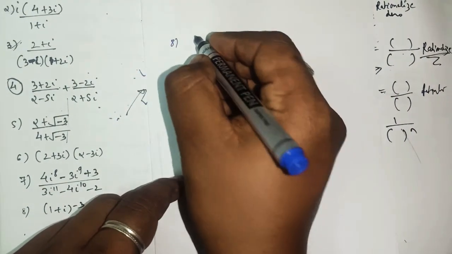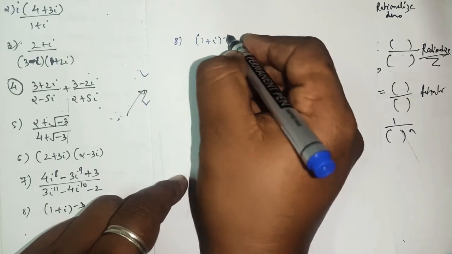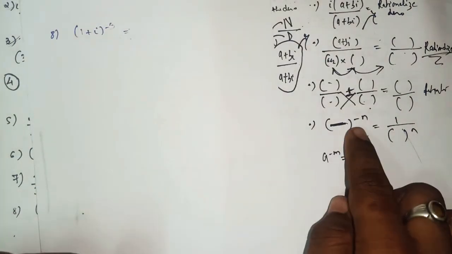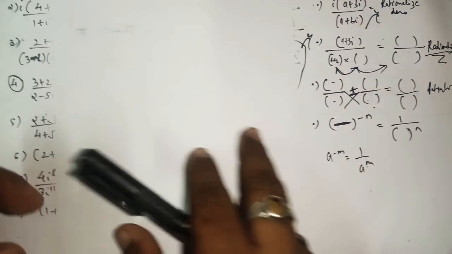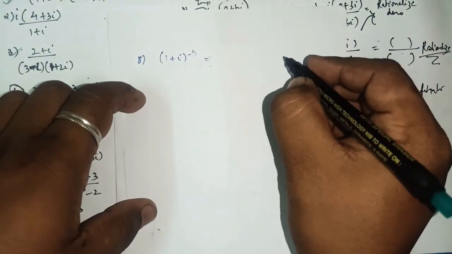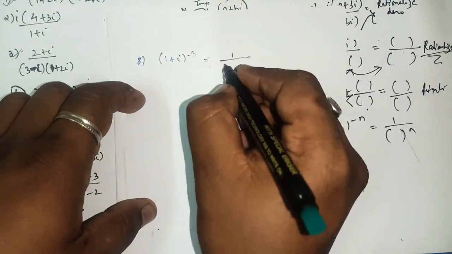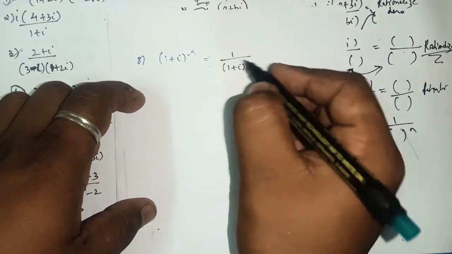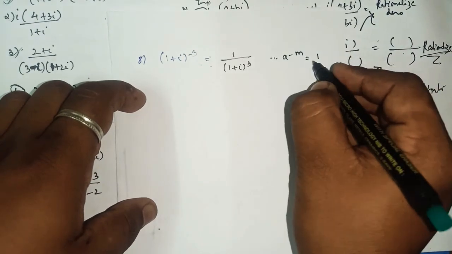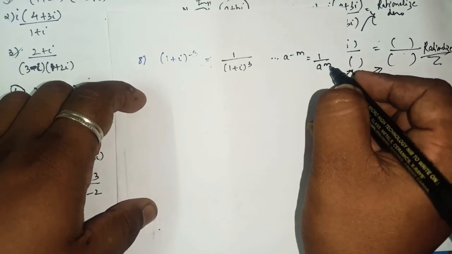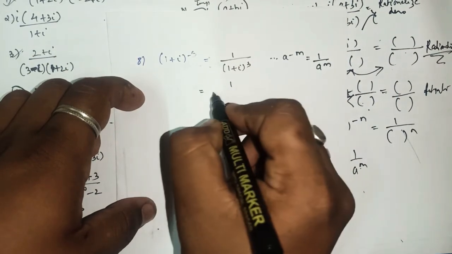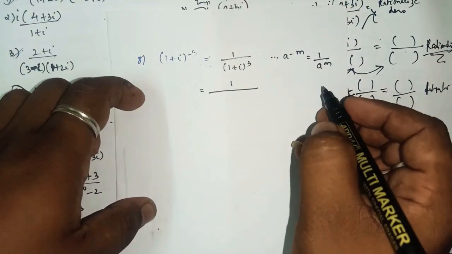So 1 plus i raised to minus 3. As I told, whenever the power is negative, as per the rule we have to make the power positive. So here first we'll write the power as positive, so we can convert this as 1 upon 1 plus i raised to 3. Using the indices formula, we know that a raised to minus m is what? 1 upon a raised to m. Yes or no?